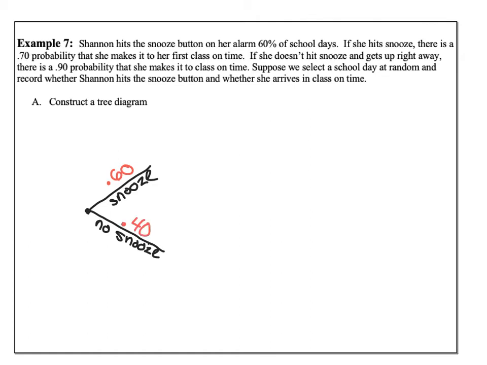up right away. Our next fact would be if she hits the snooze, there's a 70% probability that she makes it to her first class on time. So she's either on time or she's late. So 70% of the time she's on time, which would mean the remaining 30% she's late. So notice these two branches, each time it branches, it needs to add to 1.